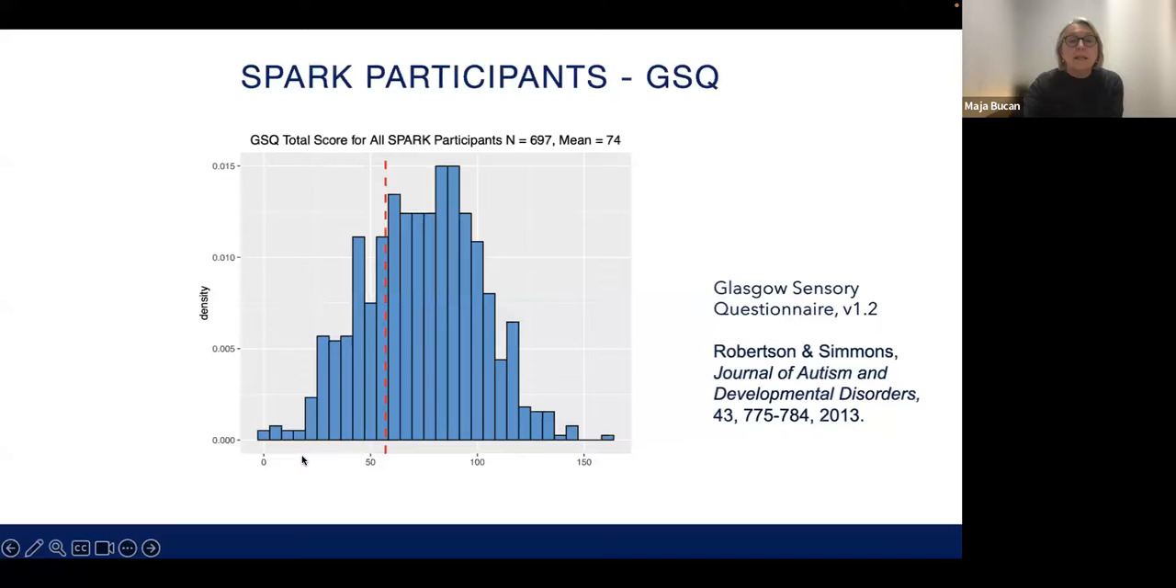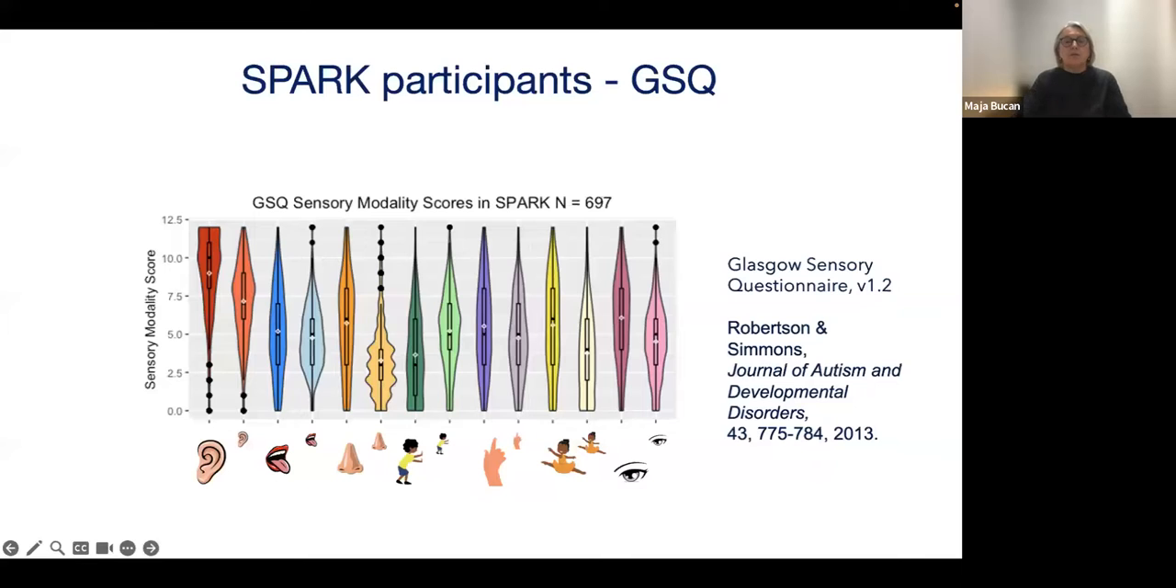So as you can see here, there is a significant number of individuals who have very, very low GSQ scores, who do not report major sensory sensitivity issues. And then individuals here at the end with pronounced sensitivity scores, high sensitivity scores.